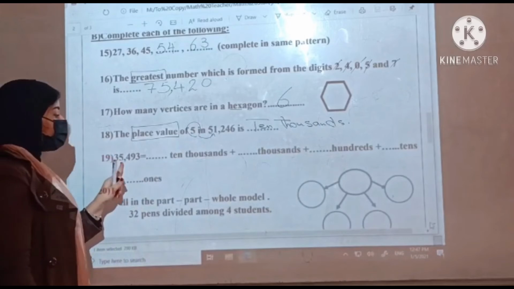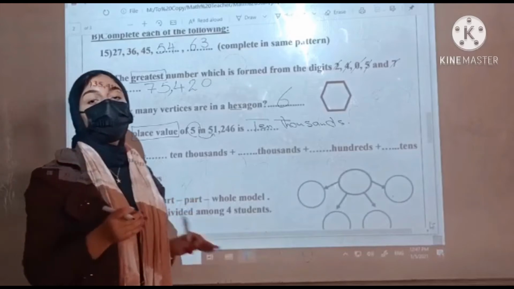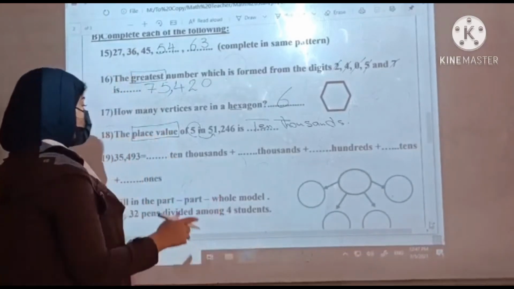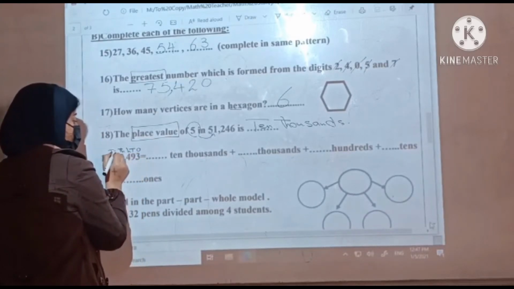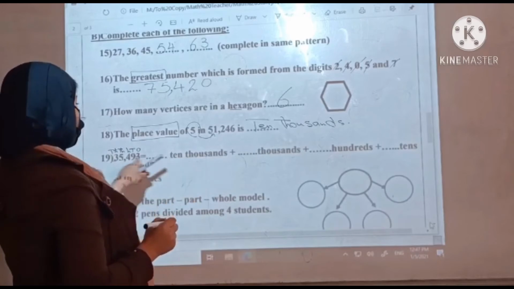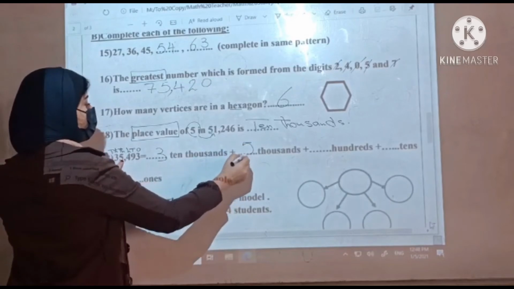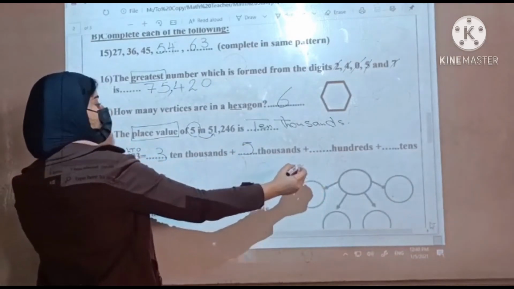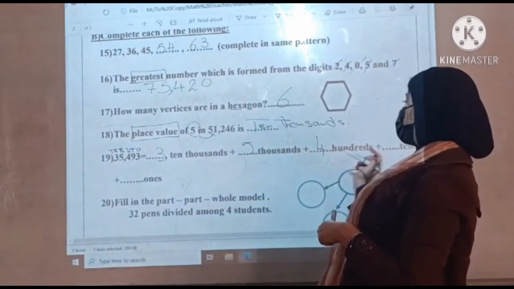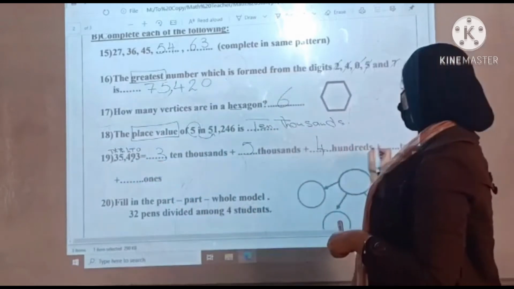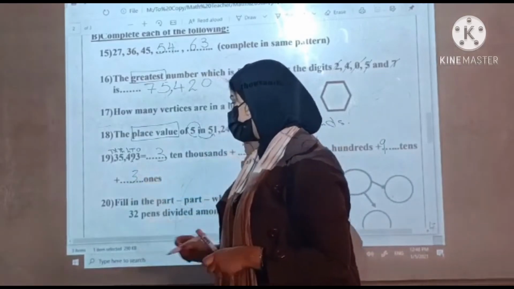Okay. Here I have 35,493. Here is the number in standard form and I'm gonna write it in expanded form. So here ones, tens, hundreds, thousands, and 10,000. So how many here in 10,000? You can see 3. And how many in thousands? 5. And how many in hundreds here? 4. And here, how many in tens? It's 9. And how many in ones? Excellent. 3.